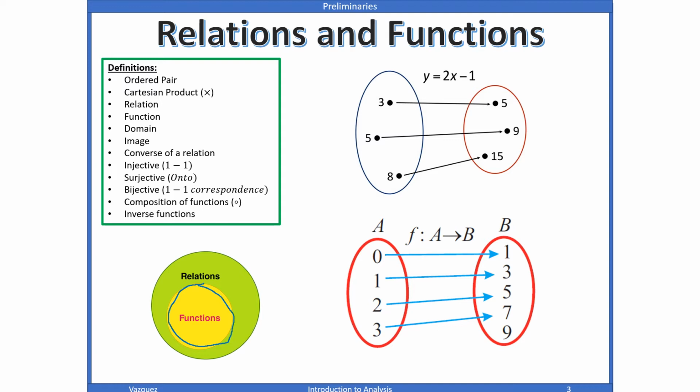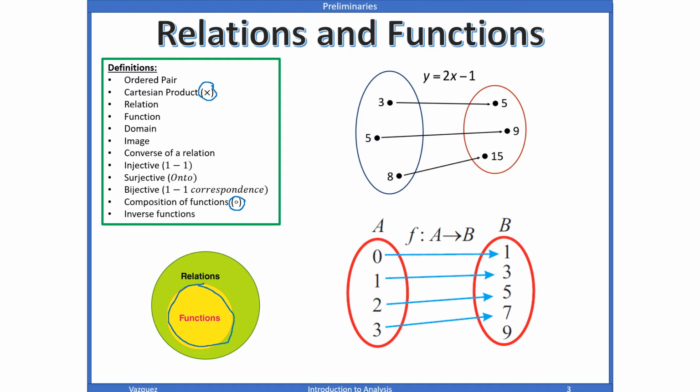We should know ordered pair. Cartesian product, this is what I have in parentheses. This X looking symbol is what we use commonly for Cartesian products of two sets. There's a relation, function, domain, image, the converse of a relation, injective or one-to-one, surjective, which is onto, and if something is both of these, then it's bijective. We should know that. It's a one-to-one correspondence. There's a composition of functions. Again, this little symbol here is what we use to denote composition of functions. And, well, we should be familiar with inverse functions.